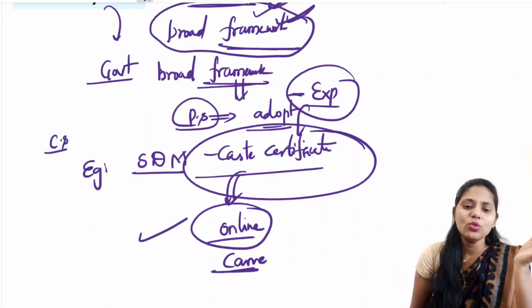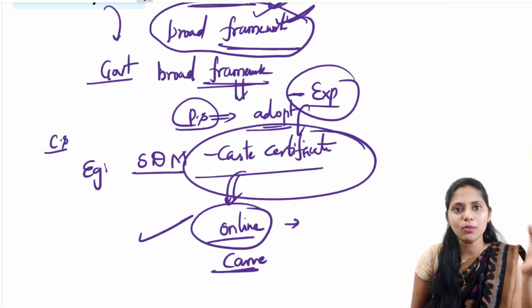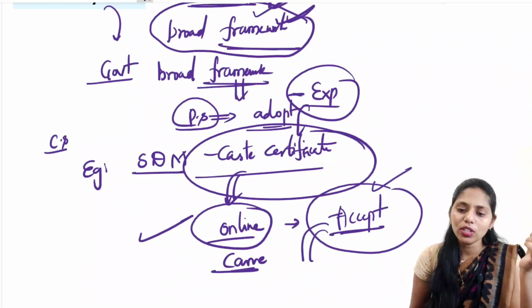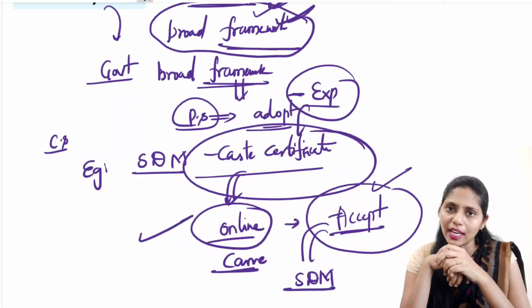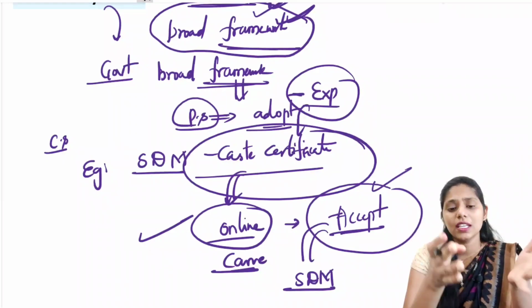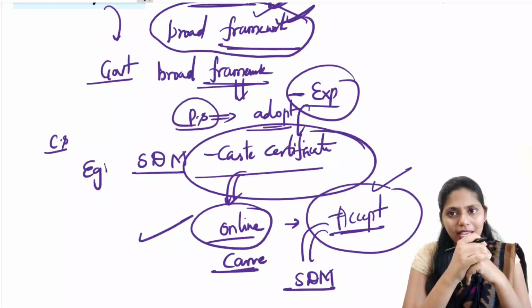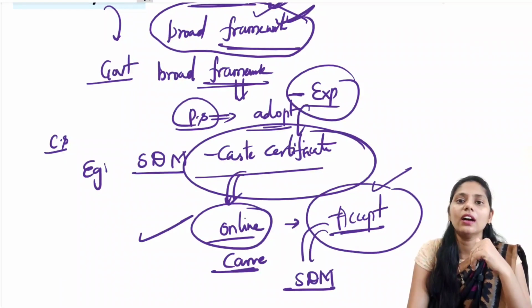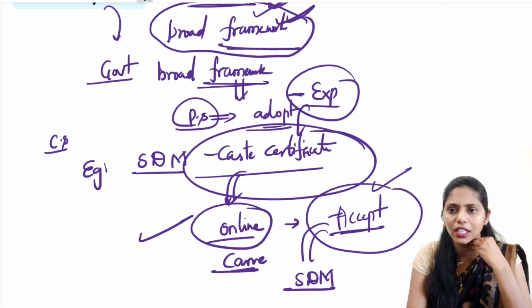At that time, you can send a person from the SDM office to that tribal area, and that person is going to accept the applications for caste certificates in that hilly area, and they will be brought to the SDM office. In the SDM office, they can be made online. So in this way, as an SDM, you can carve out some exceptions. You can depute a person to visit this hilly area every week.